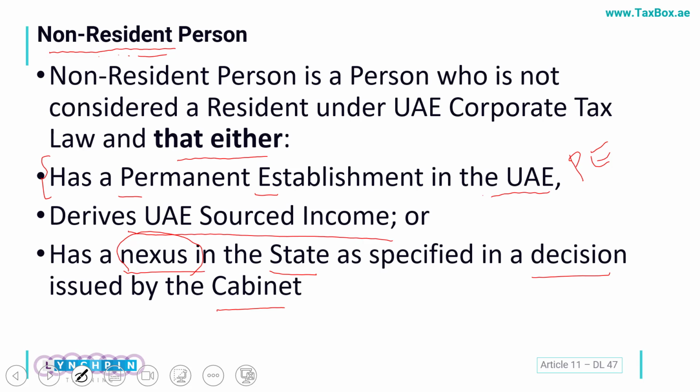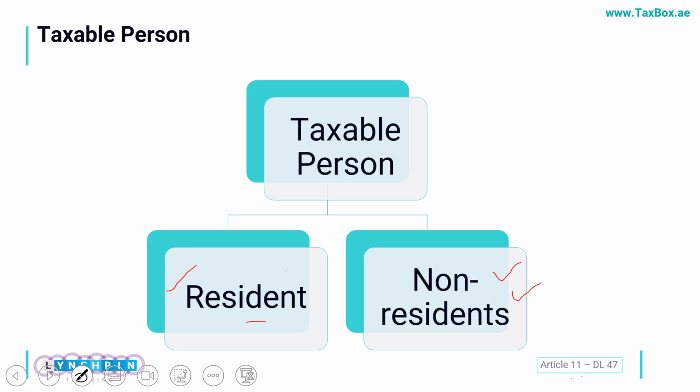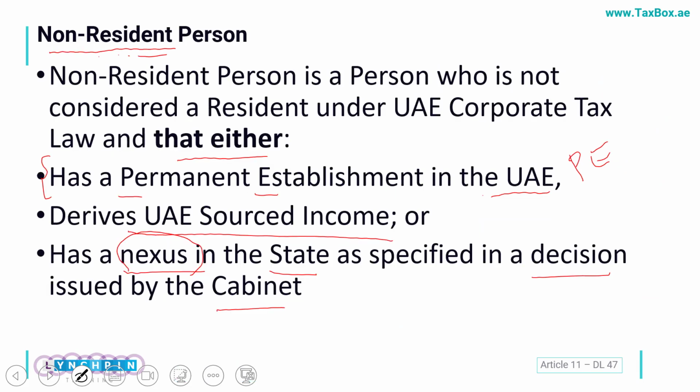So the main differentiation is that if somebody is a resident, of course, its global income would be taxed, and for a non-resident, it would only be the income from the activities which he is conducting from within UAE that would be subject to UAE tax. And in the next sessions I will be explaining in detail how these incomes are calculated.